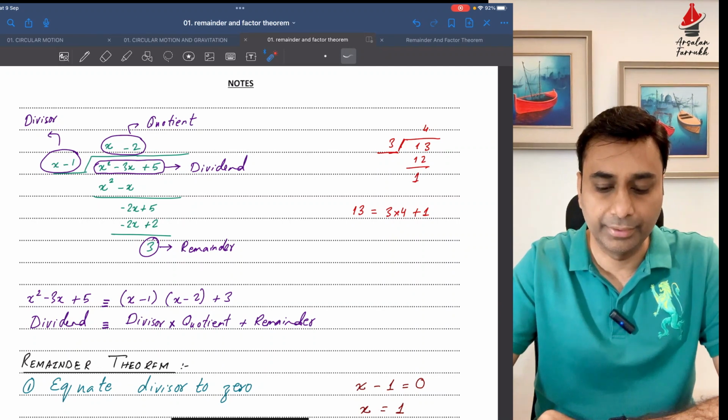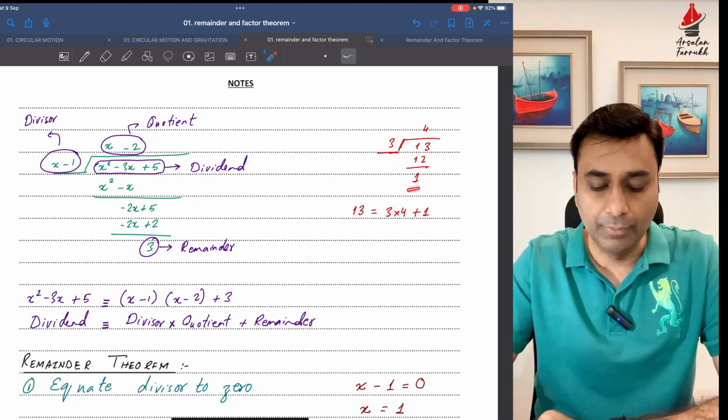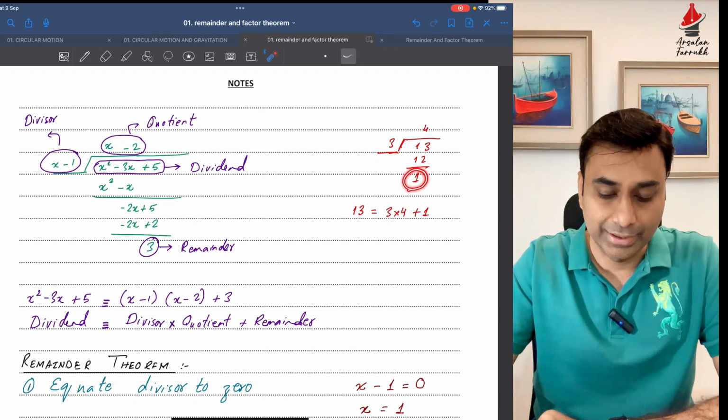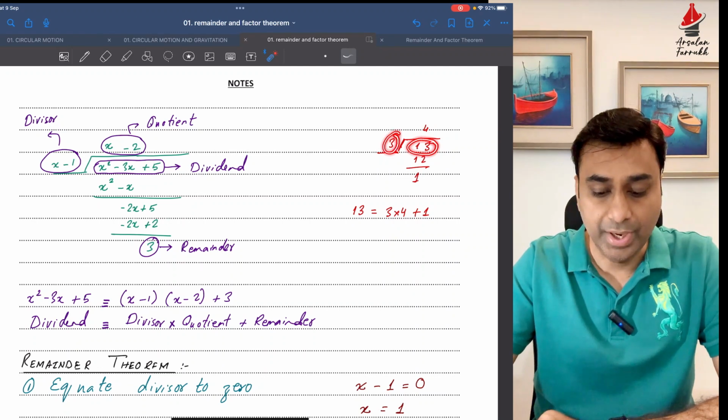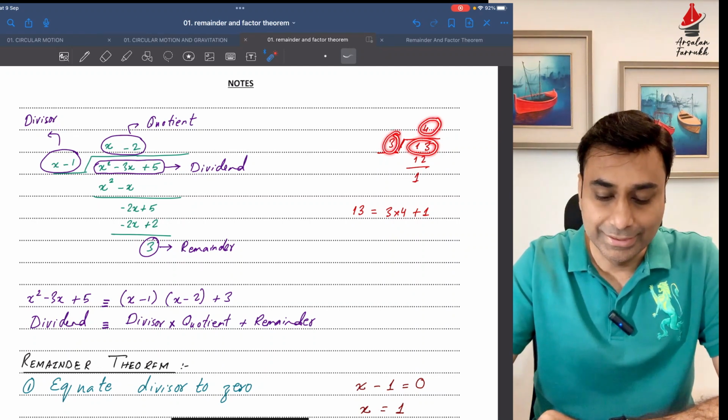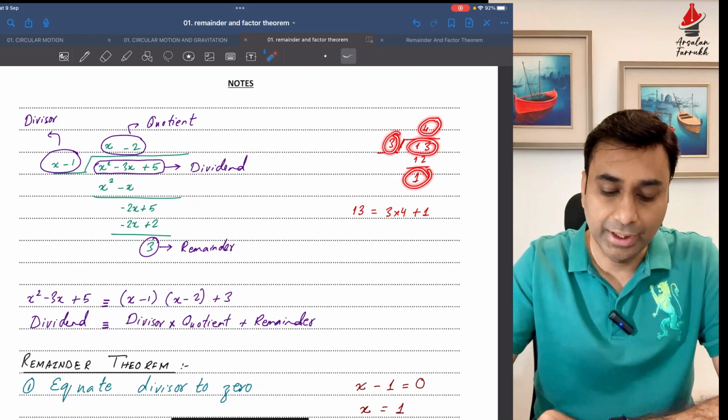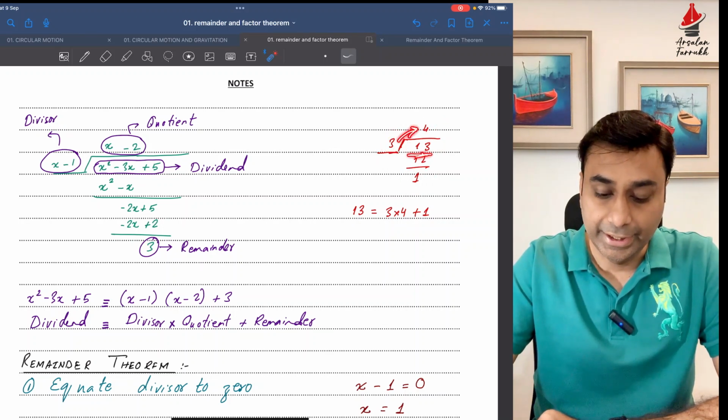13 to be divided by 3. It's going to be 3 times 4 equals 12, and then you subtract and you will get your answer as 1. But what equation would connect the dividend with the divisor, quotient and remainder? So you would say 13 is equal to 3 times 4 plus 1. 13 equals 3 times 4, which is 12, plus 1.